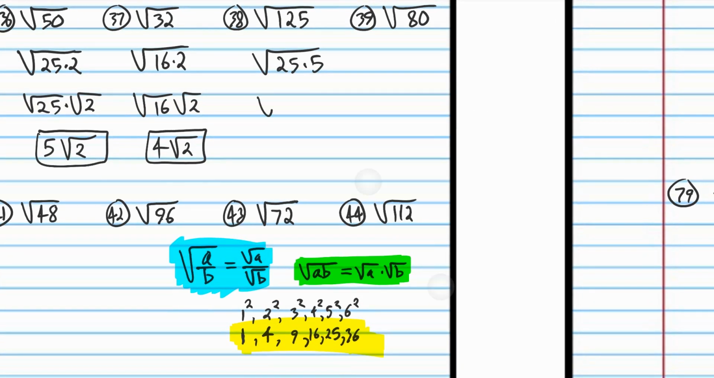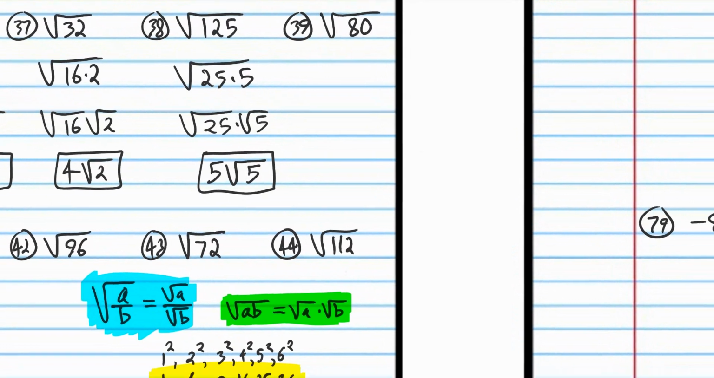So then use the green principle down below, break it into two roots, and square root 25 is 5. So you should end up with 5 root 5. So if you got that answer, good job.